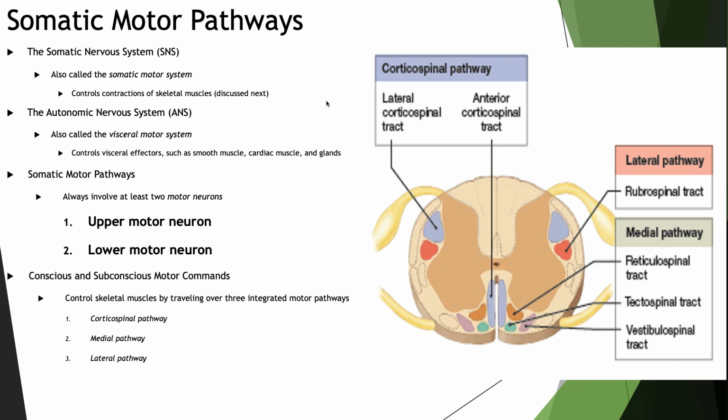Motor commands issued by the CNS are distributed by the somatic nervous system and the autonomic nervous system, better known as SNS and ANS. The somatic nervous system, also called the somatic motor system, controls the contractions of skeletal muscles. The output of the SNS is under voluntary control. The autonomic nervous system, or visceral motor system, controls visceral effectors such as smooth muscle, cardiac muscle, glands, and adipocytes.